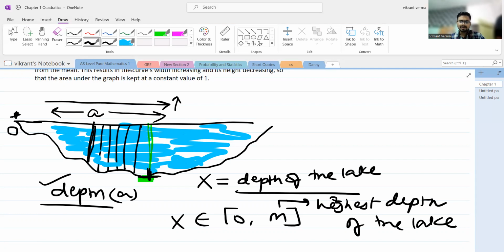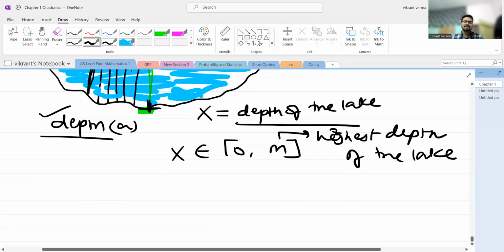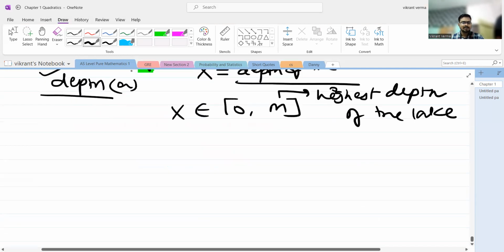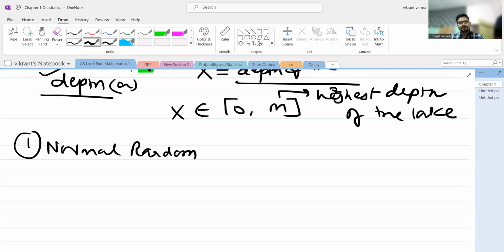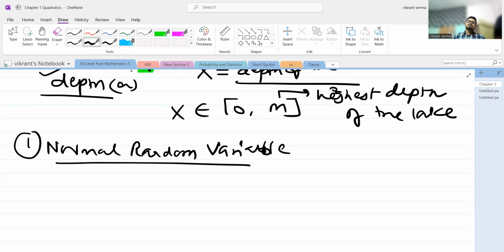Okay, so now in our syllabus we have a very special type of continuous random variable that is known as the normal random variable. Just as in the case of discrete random variables, we studied random variables like the Bernoulli random variable, similarly, in the case of continuous random variables, we will study the random variable that is called the normal random variable.